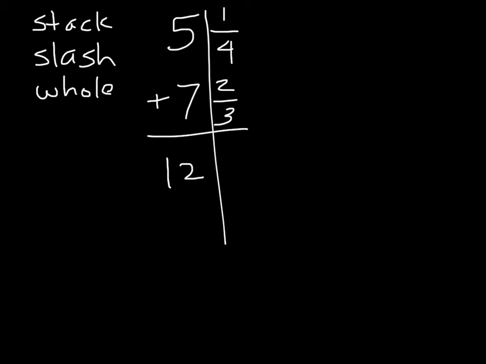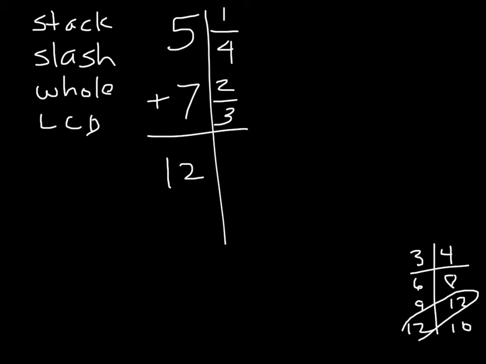So now that we're on the fractions, I need my lowest common denominator. And when I go do that, I have a 3 and a 4. 3, 6, 9, 12. 4, 8, 12, 16. My common denominator is 12. So I require all my students to make this little chart, and the new common denominator is 12.